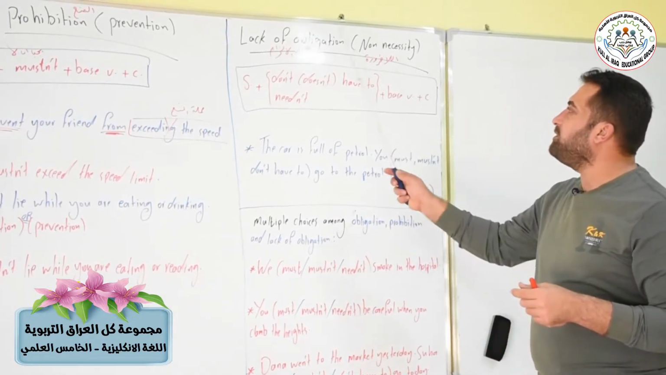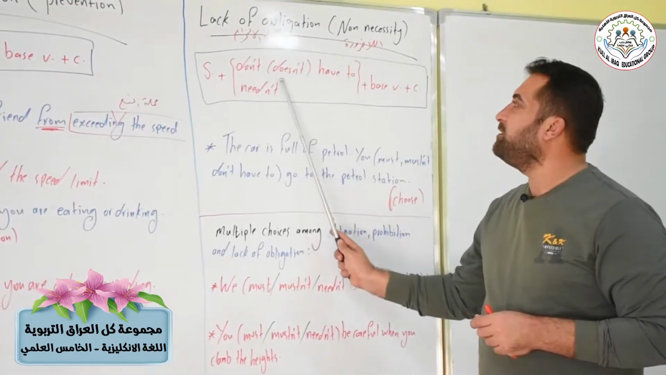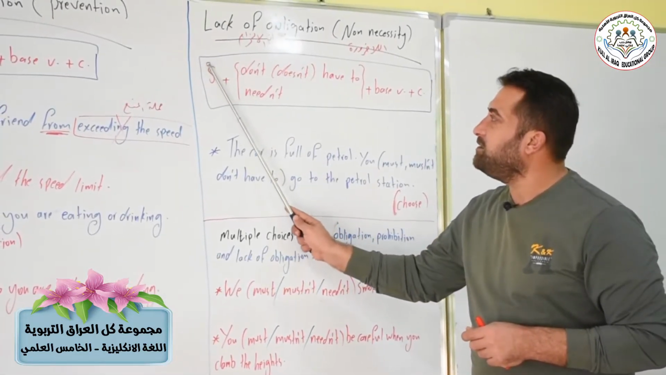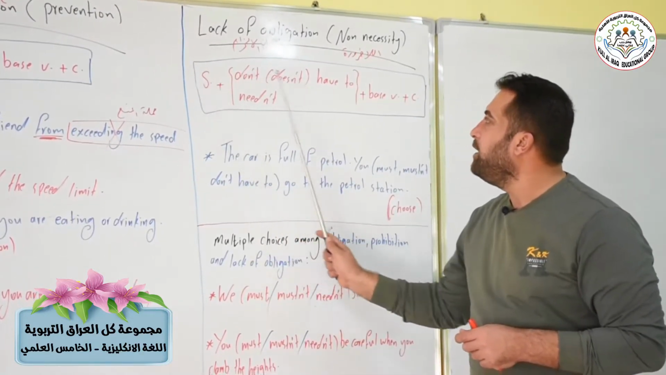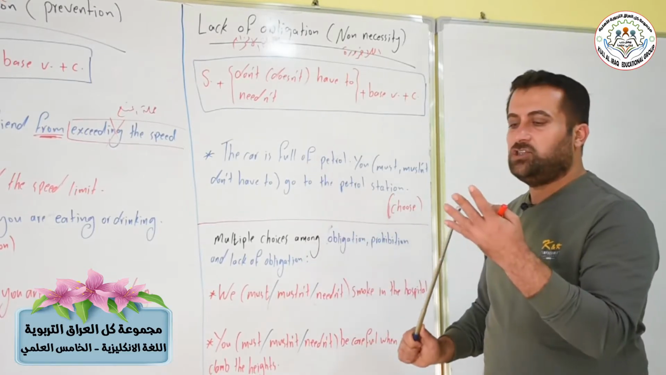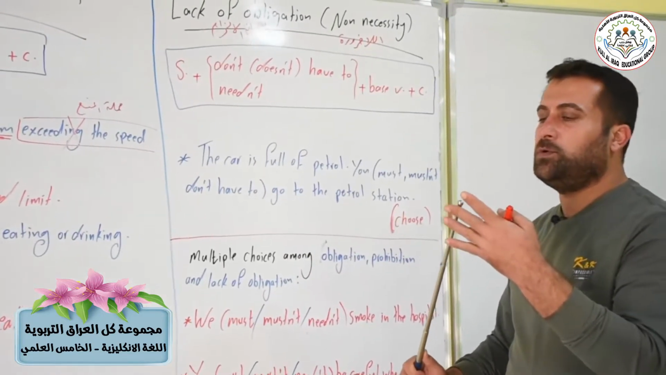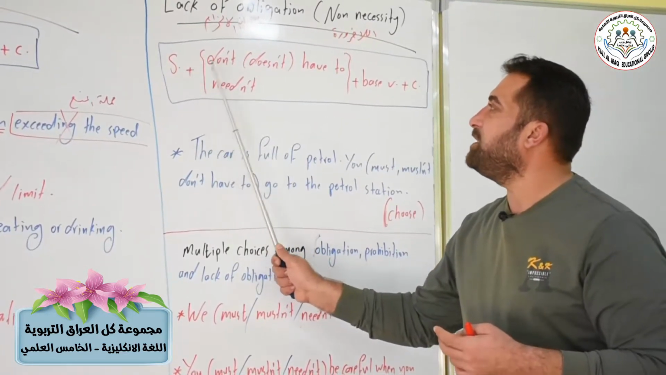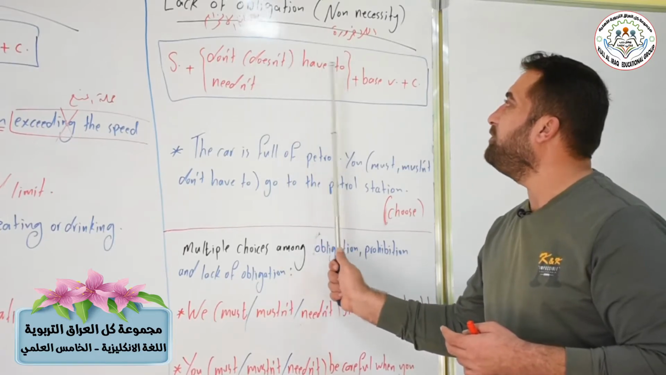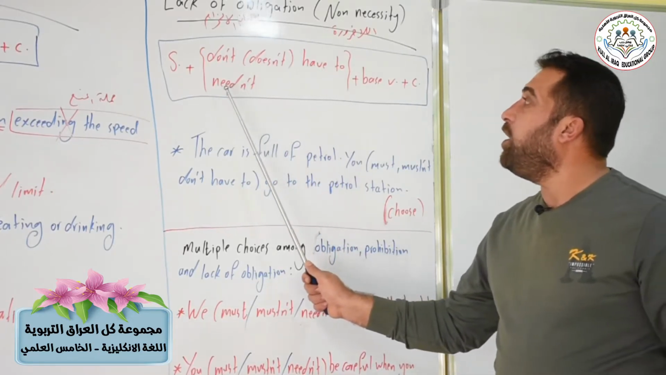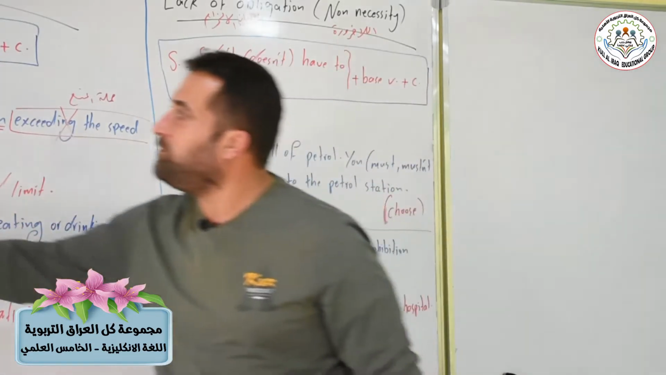What's the rule of this subject? Subject plus don't or doesn't. Why doesn't? When the subject is singular and third person, use does. With he, she, it, use does. And with I, you, we, they, use do. Subject plus don't or doesn't plus have to: don't have to or doesn't have to. Or needn't, the negative form of need to.